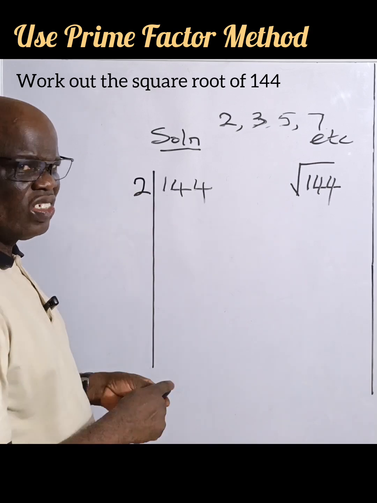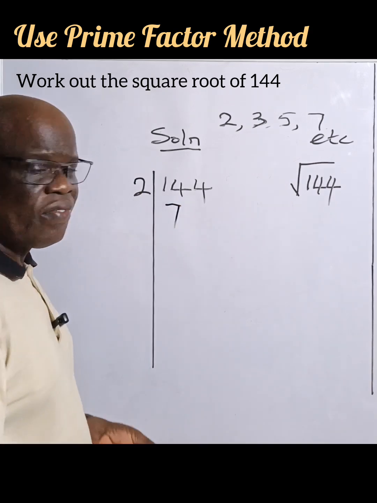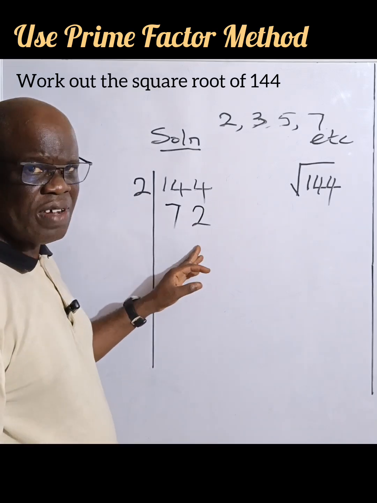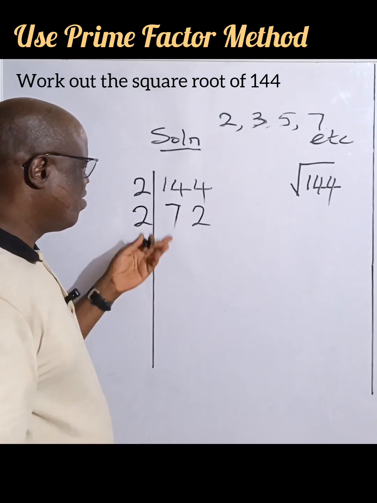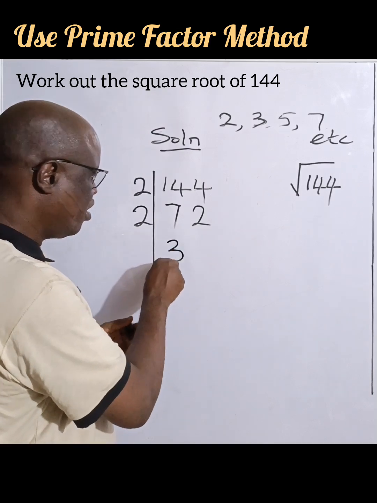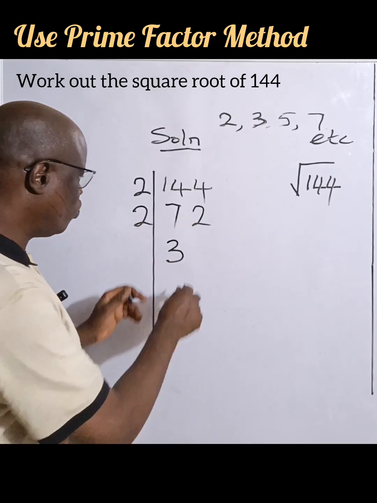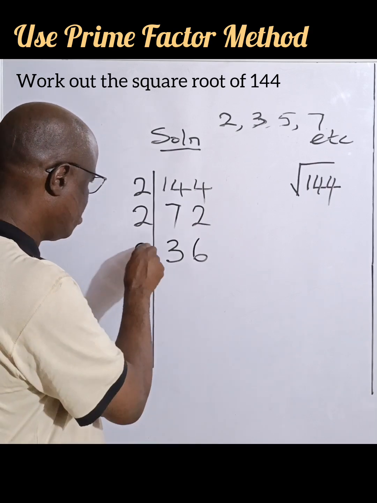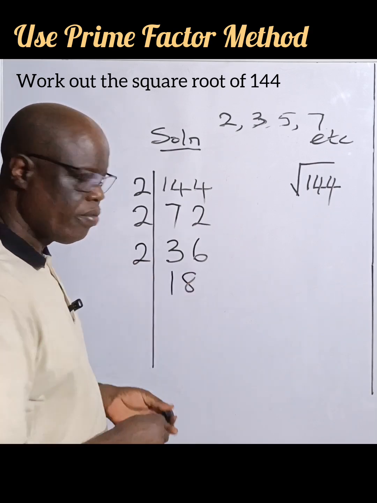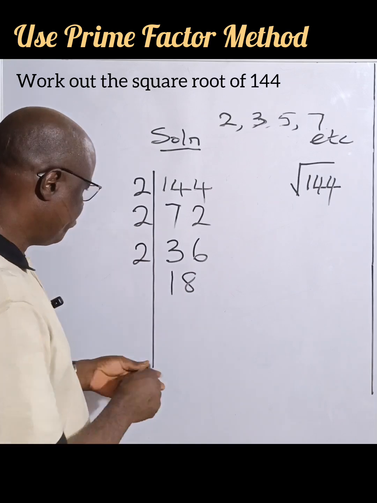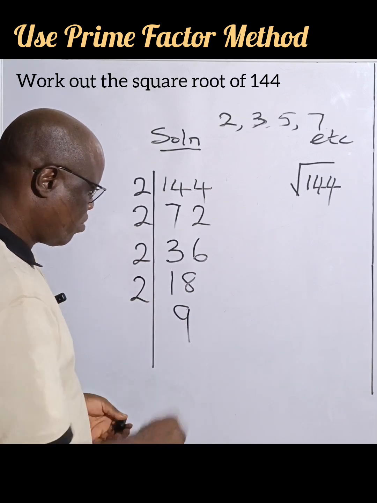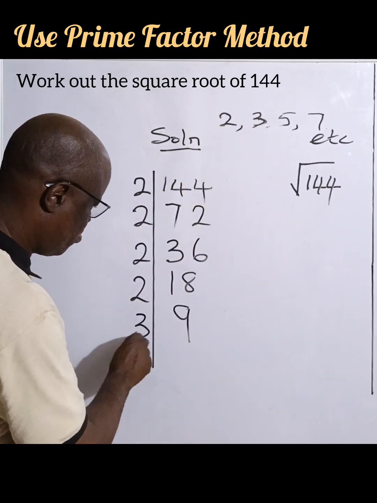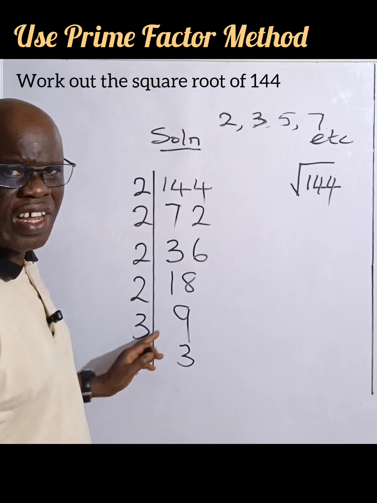Divide 14 by 2, you have 7. Divide 4 by 2, you have 2. Now, 2 can still divide this number. 7 divided by 2 is 3, remainder 1, you have 12 here. 12 divided by 2 is 6. 2 can still divide this number. Yes, you can still use 2 again. So, the next number to use is 3. 9 divided by 3 is 3.